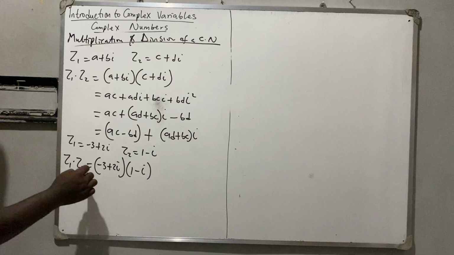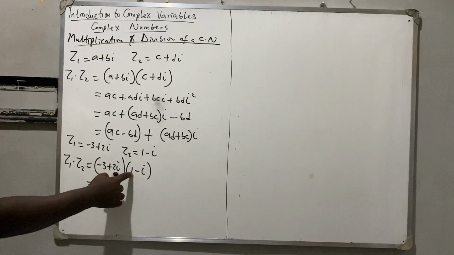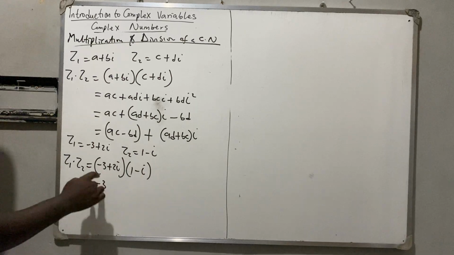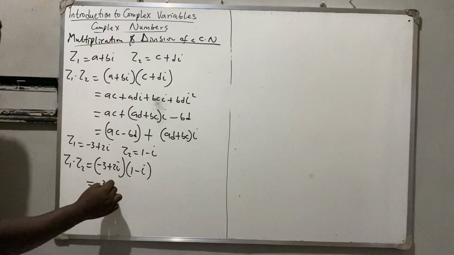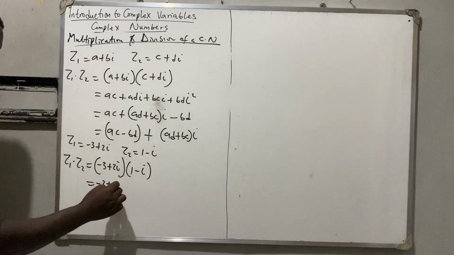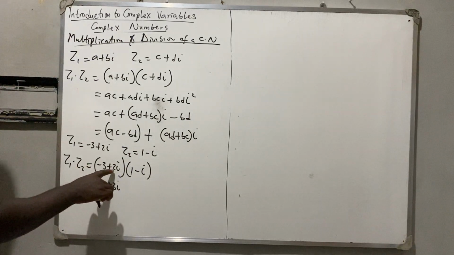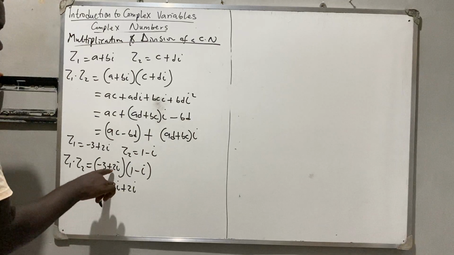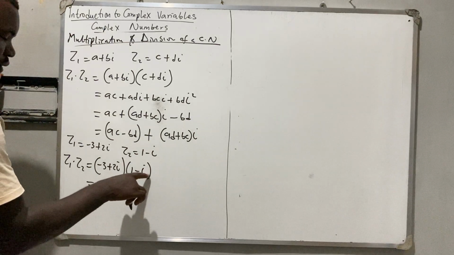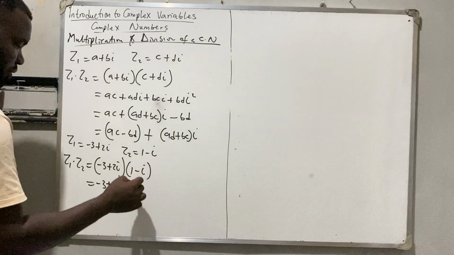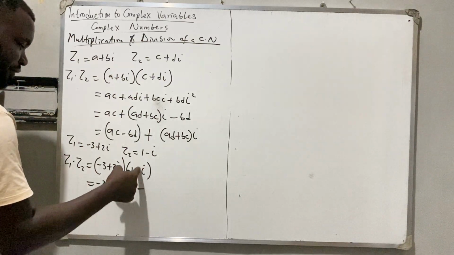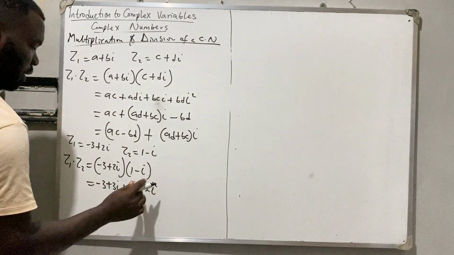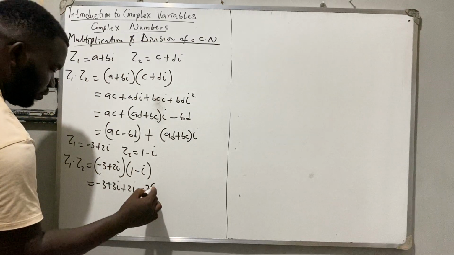So minus 3 times 1 will give you minus 3. Minus 3 times minus i: minus times minus is plus, 3 times i will give you 3i. Then plus 2i times 1 will give you plus 2i. Then plus 2i times minus i: plus times minus is minus, 2 times an invisible 1 is 2, then i times i will give you minus 1.